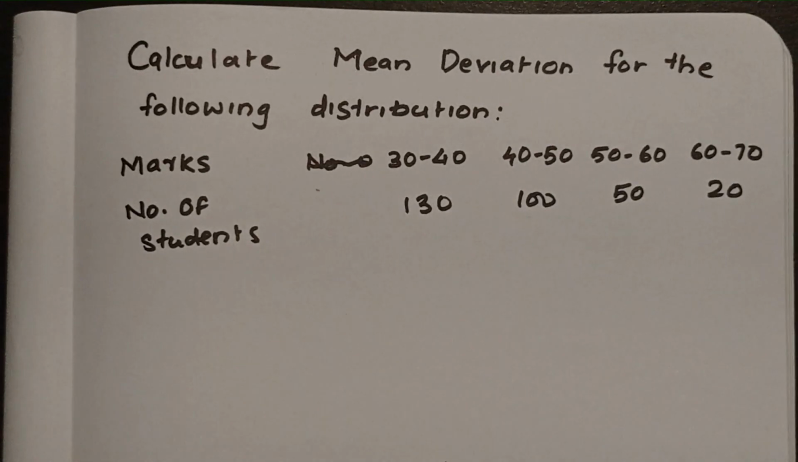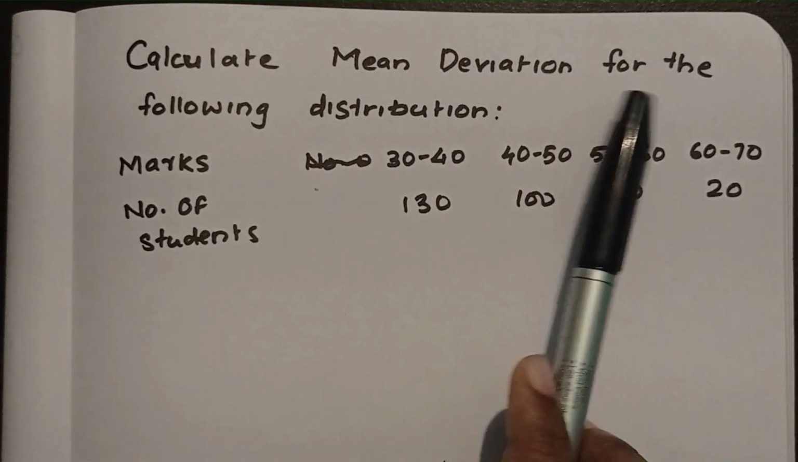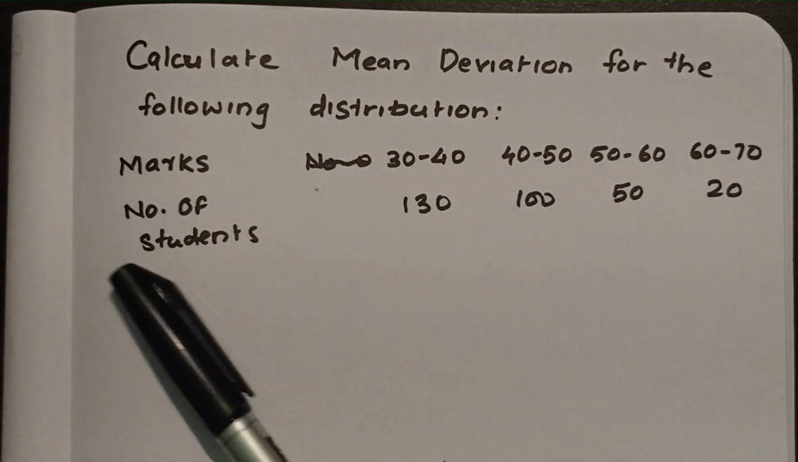I have included this small problem. Here they have asked to calculate the mean deviation for the following distribution. Marks and number of students are given.